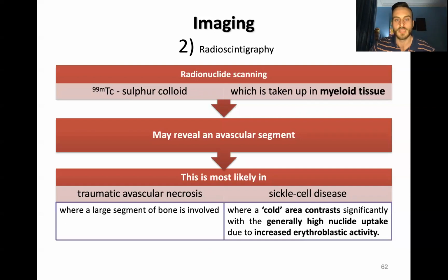Imaging: radioscintigraphy, technetium 99. It will give you an idea that there is a reactivation of bone, a hot area. And in sickle cell, you can find it's very cold in contrast because there is no blood going there. If it's inflammation, there will be more uptake. If there is no blood going there, there will be less uptake.